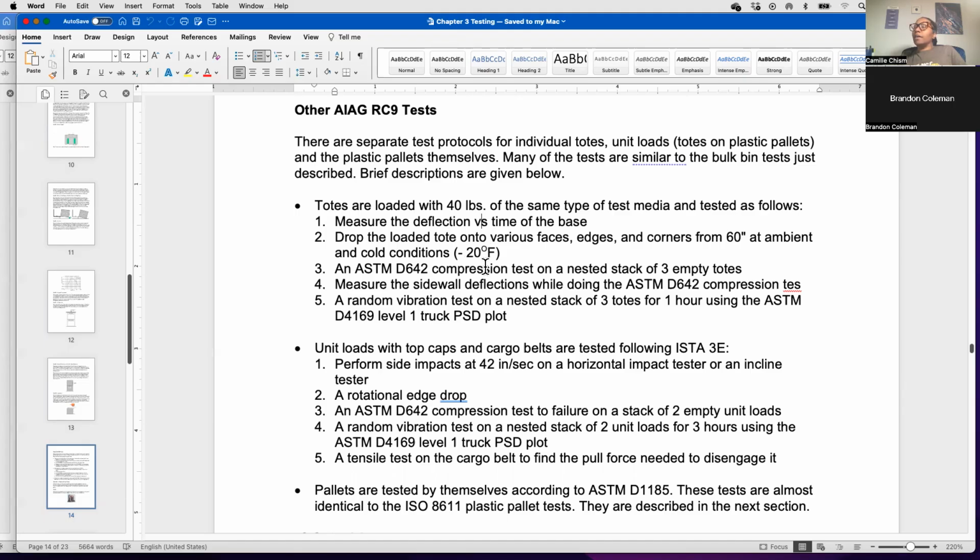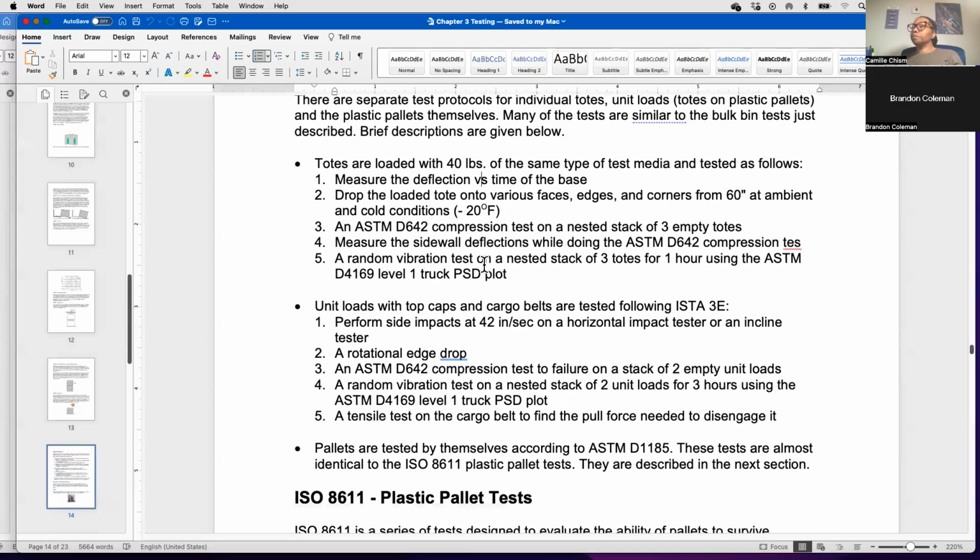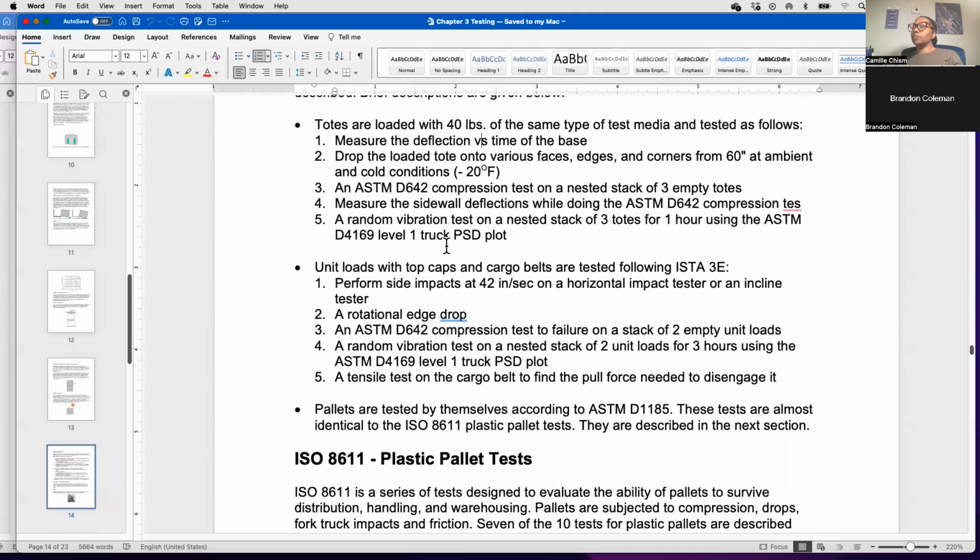This is looking at cold temperatures, because these plastic bins are going to be more brittle in the colder conditions. So you're looking for failure in cold conditions. So again, something like this in Minnesota in the wintertime versus Florida in the summertime is going to perform differently with a test like this. You've got compression tests, you've got the random vibration again, and again you're using that level 1 truck profile.